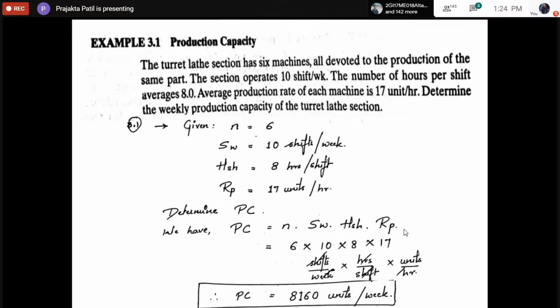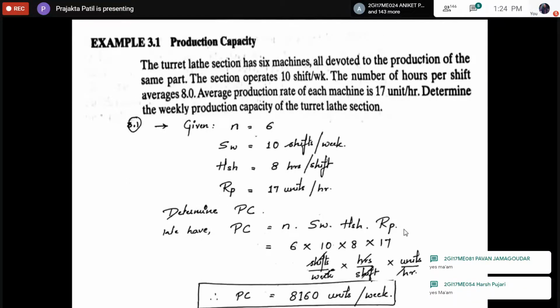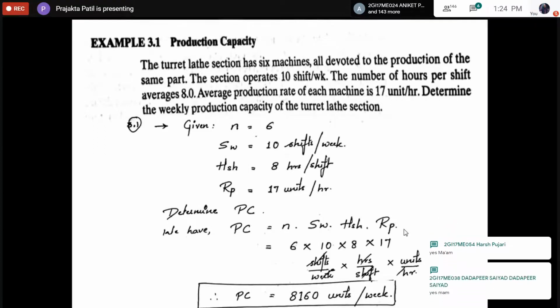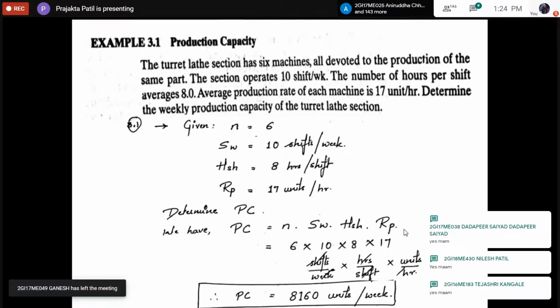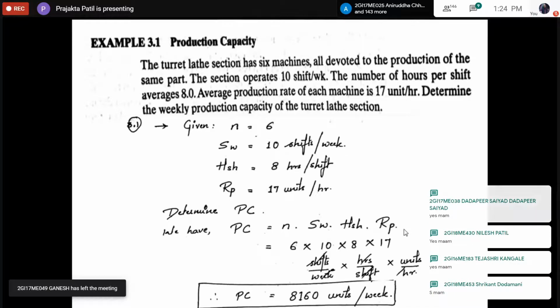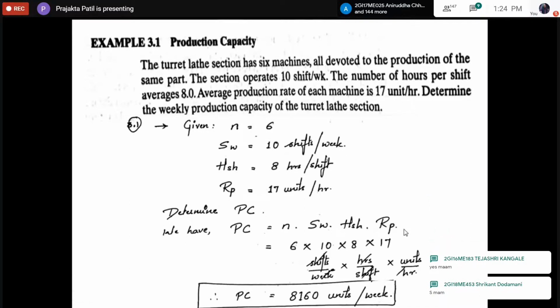All have got the answer? Yes, ma'am. I'll just wait for half a minute for those who have not followed. Let them just copy down the solution and then we'll proceed to the next problem.